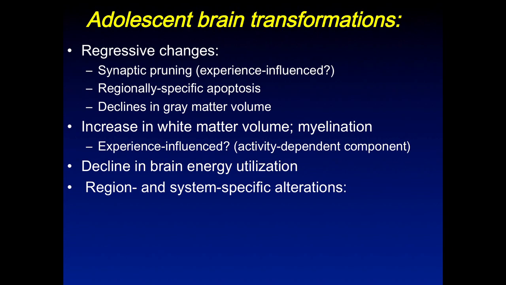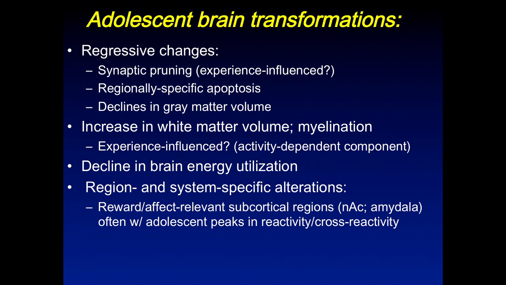All these changes are regionally and system specific. Amongst the brain regions undergoing dramatic changes during adolescence are reward and affect relevant subcortical regions, such as the nucleus accumbens, which is also called the ventral striatum, and the amygdala. If you read this literature at all, you keep hearing about these brain regions that seem to be changing their sensitivity during adolescence. In some respects, they seem to be becoming hyper-reactive and cross-reactive, so that emotions seem to drive, interact not only with the amygdala, but the amygdala will increase the drive to the nucleus accumbens, and so you have these cross-reactions.